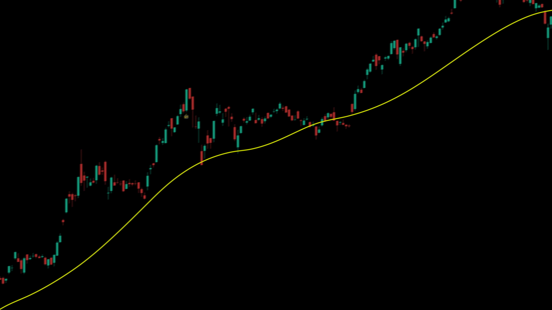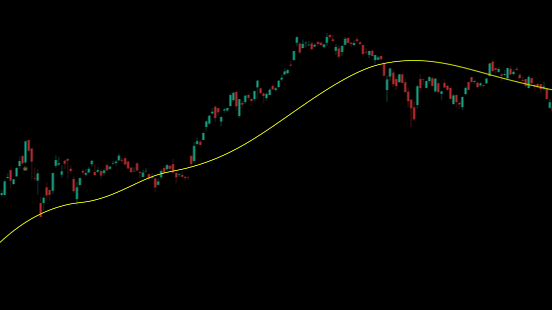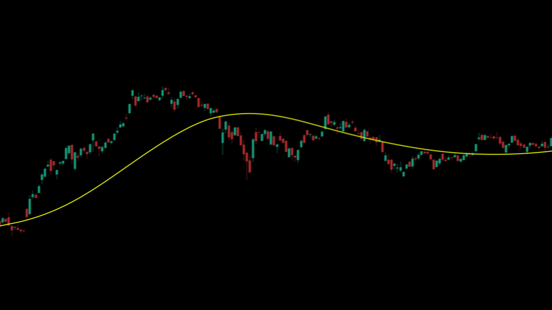For those of you who don't know, a moving average is just a line that we place on our stock chart that moves up and down in waves across the stock chart, and it's the closest thing that we have to represent the price of the stock over a selected amount of time.